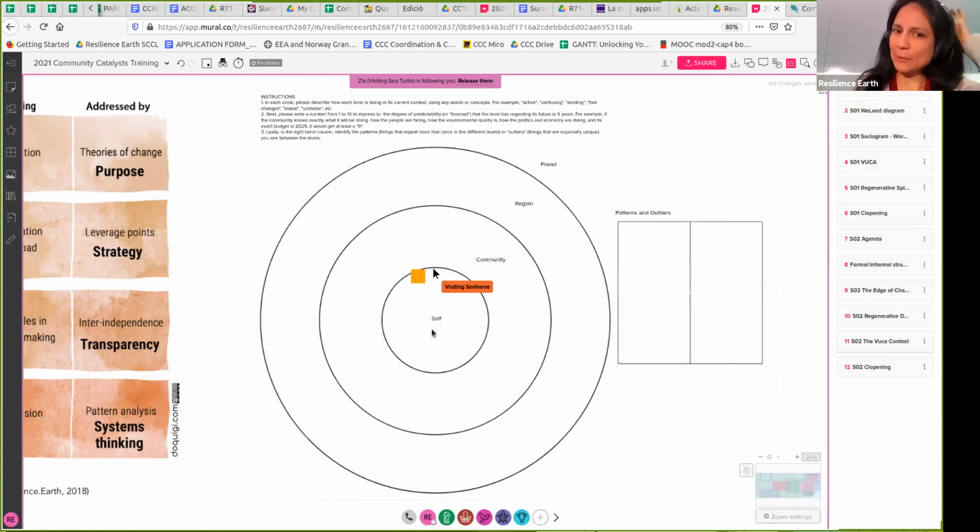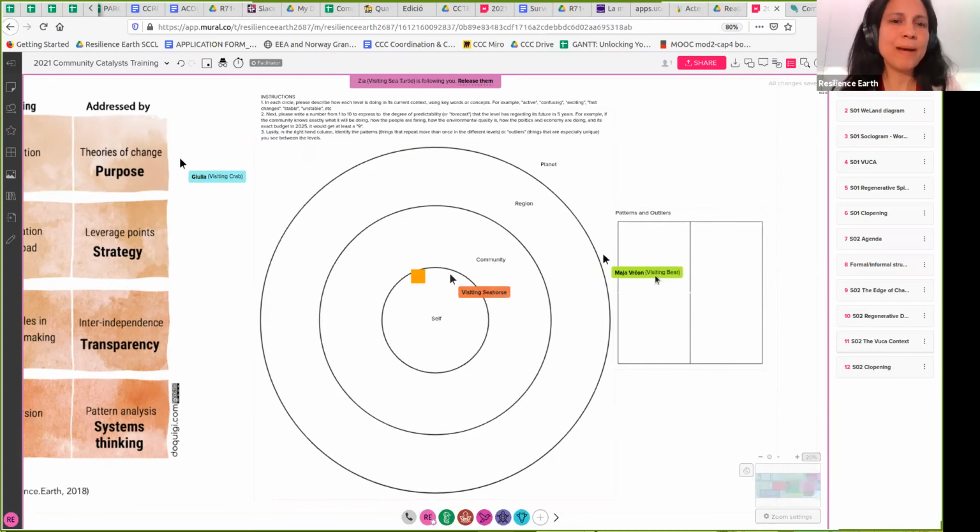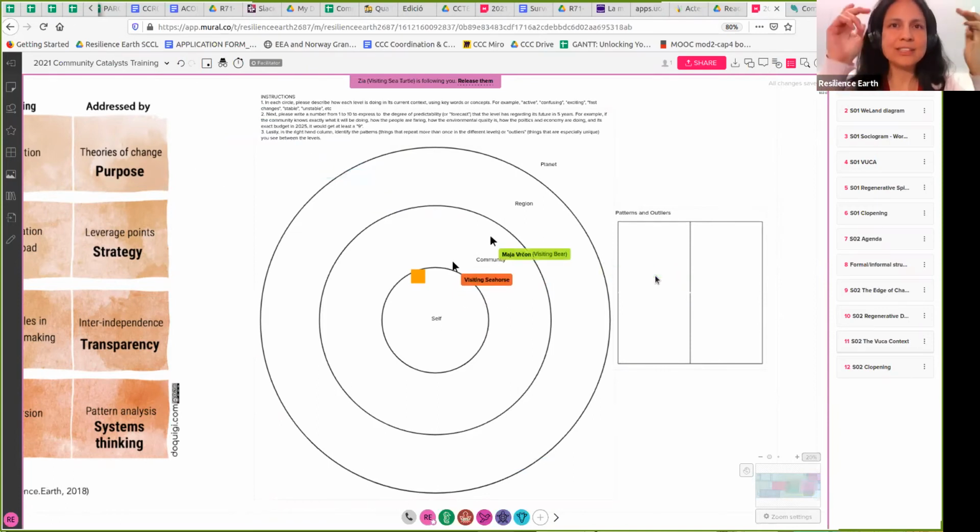So again, what Eulalia was saying, that all these frameworks are to think systemically and fractally. So you do it at the self level, then at the community level, at the regional level. So it could be national or regional, and then the planetary level. Asking those 2 questions. And then the second part of the assignment was to look at what is the same and what is different as before. So patterns and outliers, again, to start exercising that systemic thinking capacity.